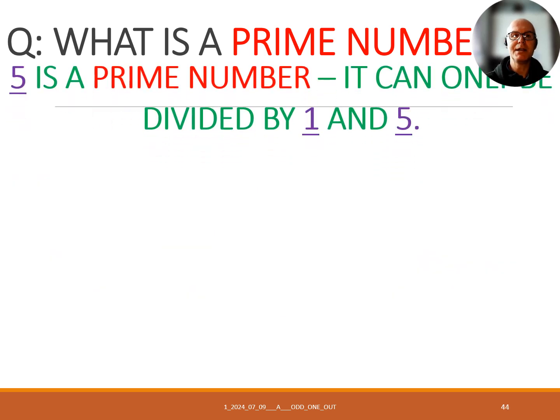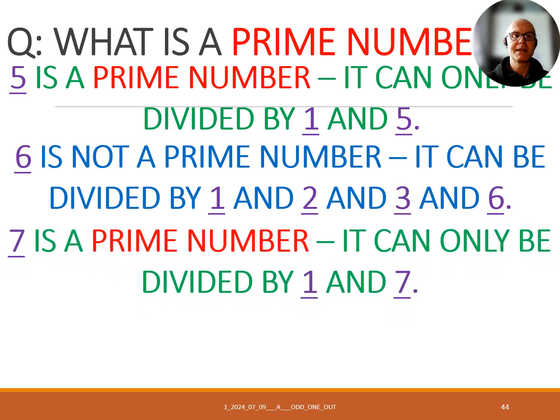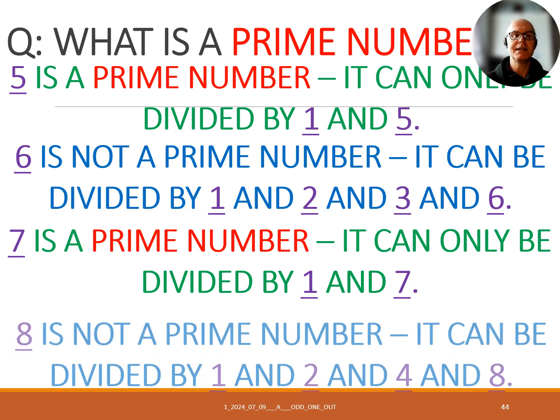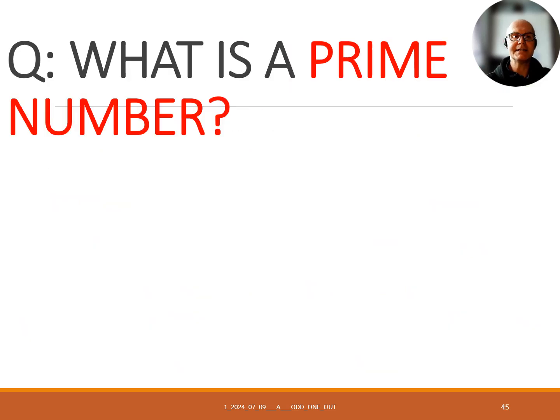5 is a prime number. It can only be divided by 1 and 5. 6 is not a prime number. It can be divided by 4 different numbers, 1, 2, 3 and 6. 7 is a prime number. It can only be divided by 1 and 7. 8 is not a prime number. It can be divided by 4 different numbers: 1, 2, 4 and 8.